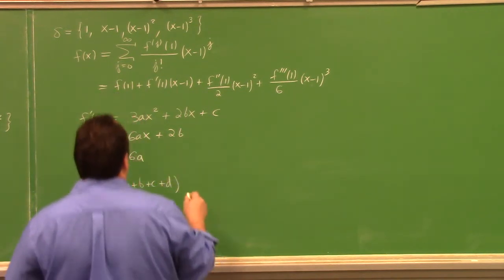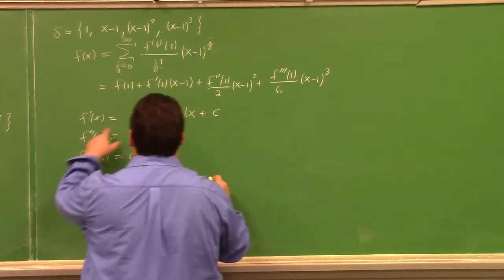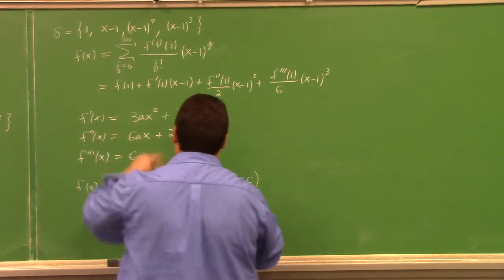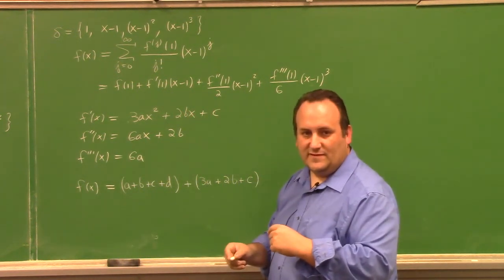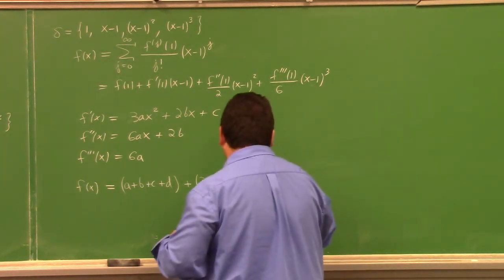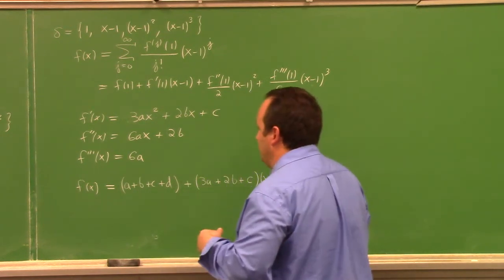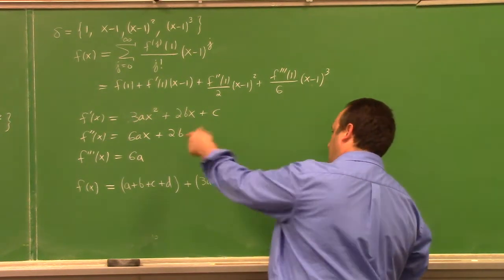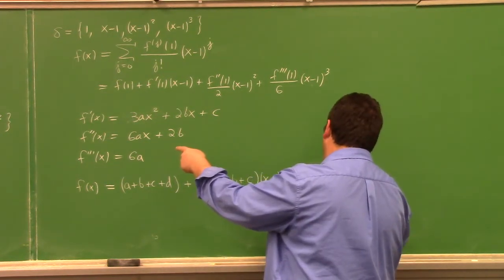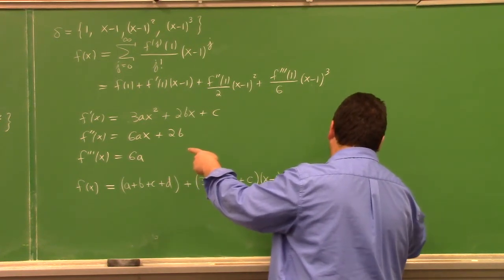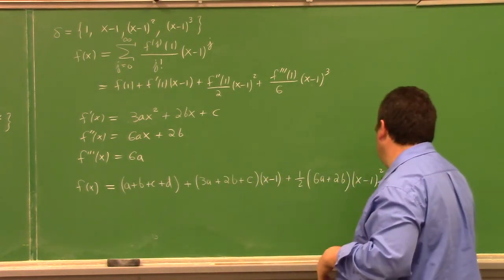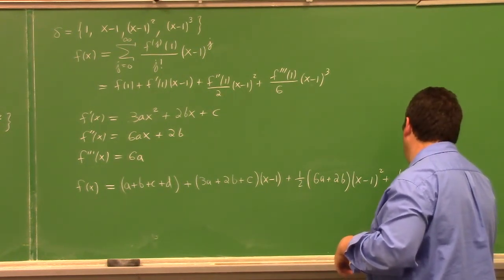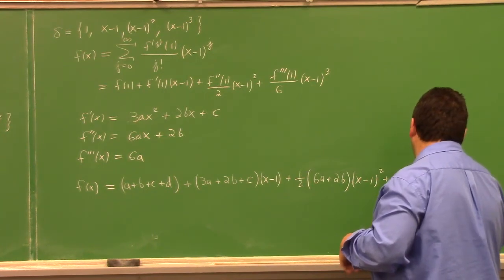What's f prime of 1? Well, 3a plus 2b plus c. The reason I chose 1 is that the evaluations are super easy if I do that. Just makes my life a little less complicated this time of night. And then plus 1/2 what? f double prime of 1, which was 6a plus 2b, times x minus 1 squared. And then plus 1/6 times 6a times x minus 1 cubed.